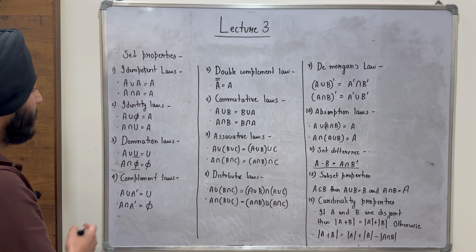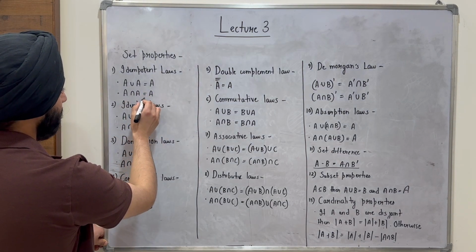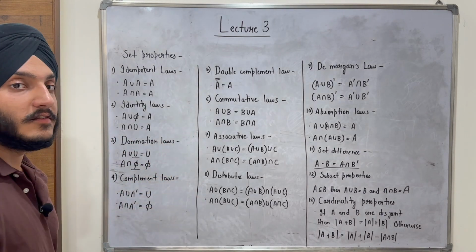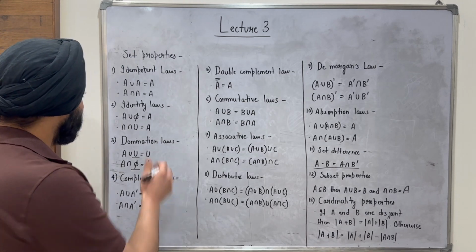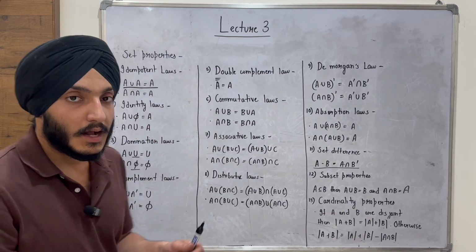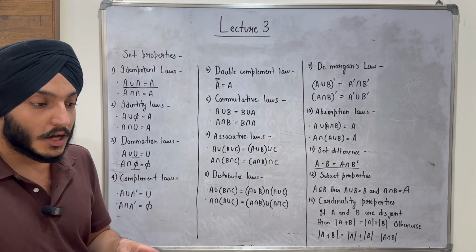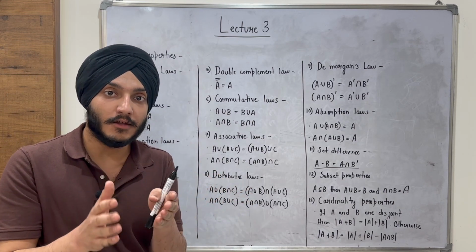Idempotent laws. It basically says A union A equals A and A intersection A equals A. All these properties are basically just common sense. It's just that they have been given a name. That's basically it. So let's try to understand A union A equals A. Think about it, right? I have the set A. I'm taking the union with A. What is union? Union basically combines all the elements of both the sets together, right?